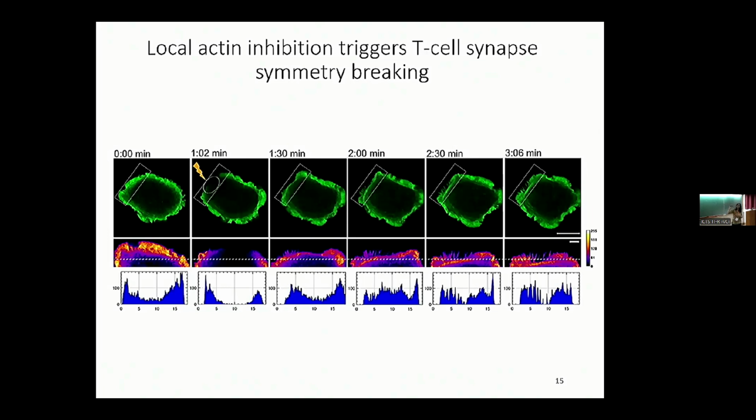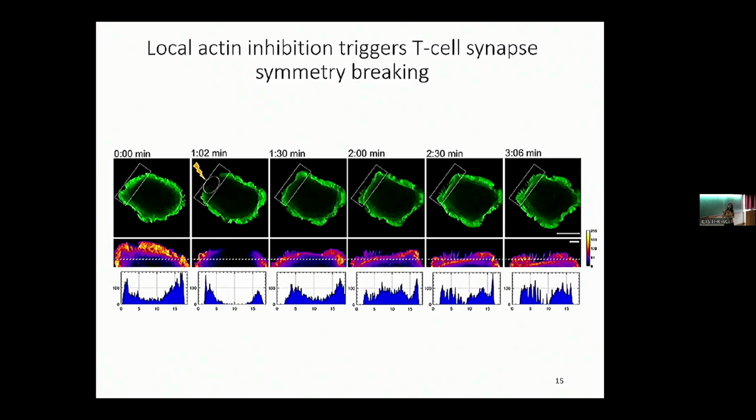And if we inhibit ARP2/3 complex in a localized way, we can transiently destabilize these forces, leading to the symmetry breaking phenotype. And this is very important because it underlines how important the actin cytoskeleton is for maintaining the synaptic contact and what can lead to breaking it. And that underlies essentially every adaptive immune interaction.